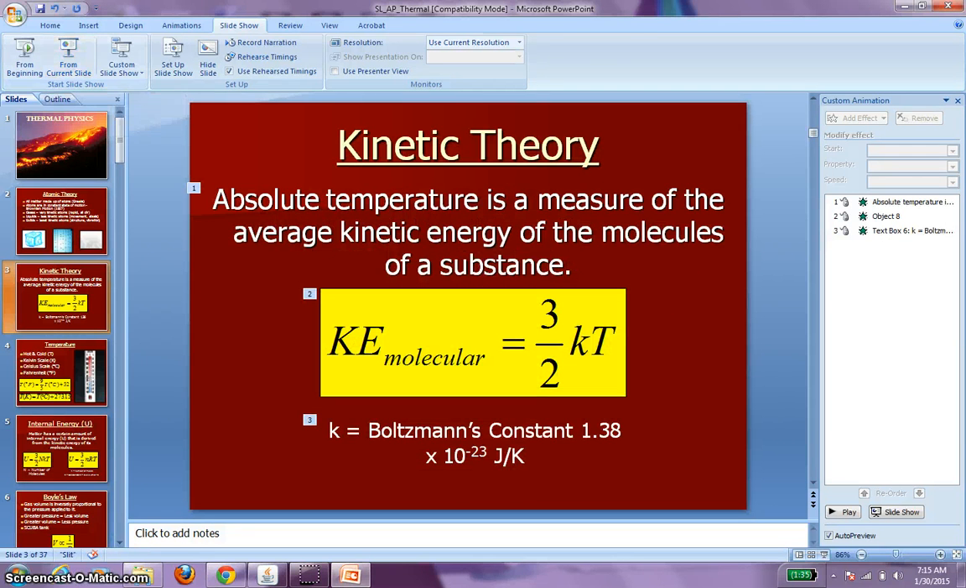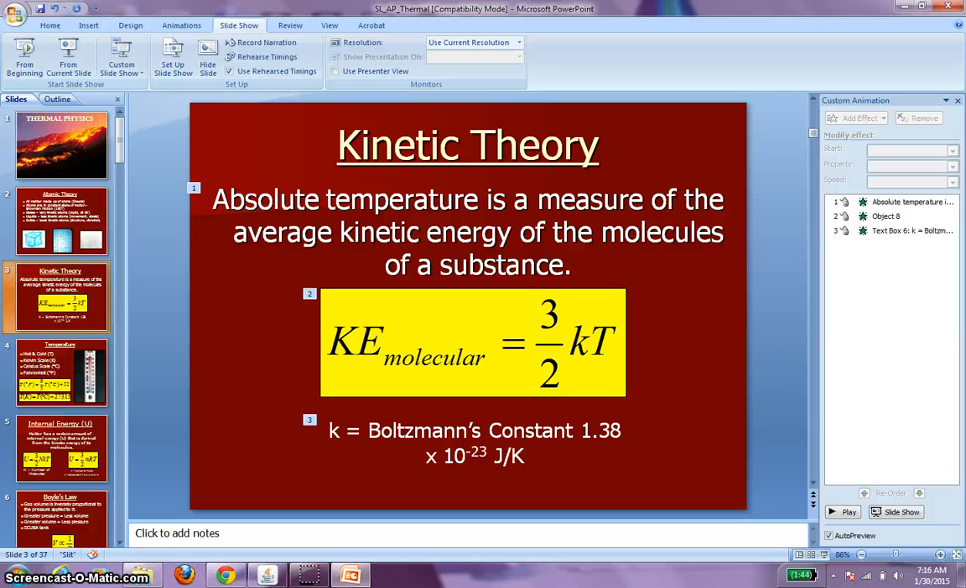All right, so the idea of kinetic theory says that the temperature of a substance directly relates to the measure of the average kinetic energy of the molecules of that substance. So this equation, you really don't look at this in chemistry, but now we can quantify a little bit further: the average kinetic energy is equal to 3/2 times k times T, so it's not directly proportional. K is really a constant, Boltzmann's constant.